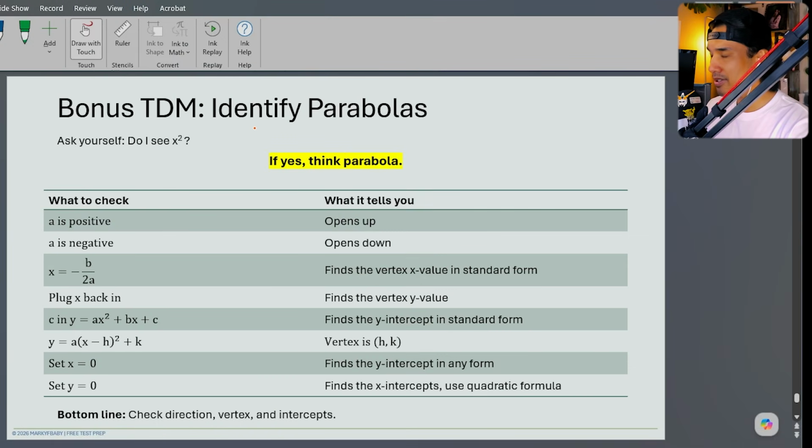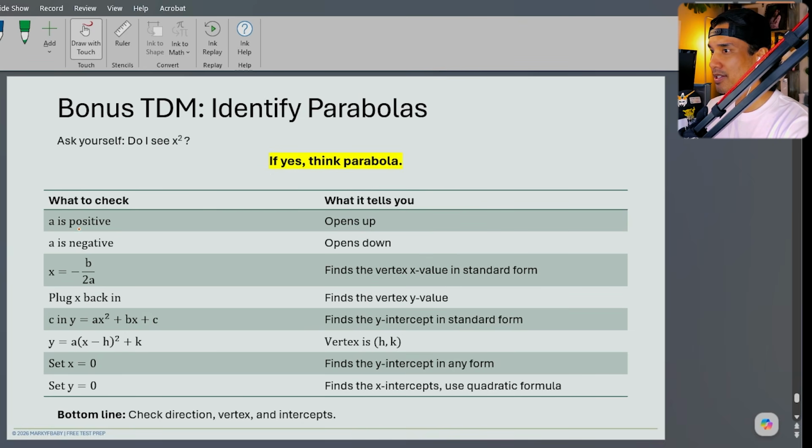This one here, I was iffy on putting this one, okay? Because again, there's only a select few people that see parabolas. And when you do see parabolas, I know you don't have to go super in depth, but here, I got this slide just for you if you do happen to see a parabola. Ask yourself, do I see x squared? If yes, think parabola, okay?